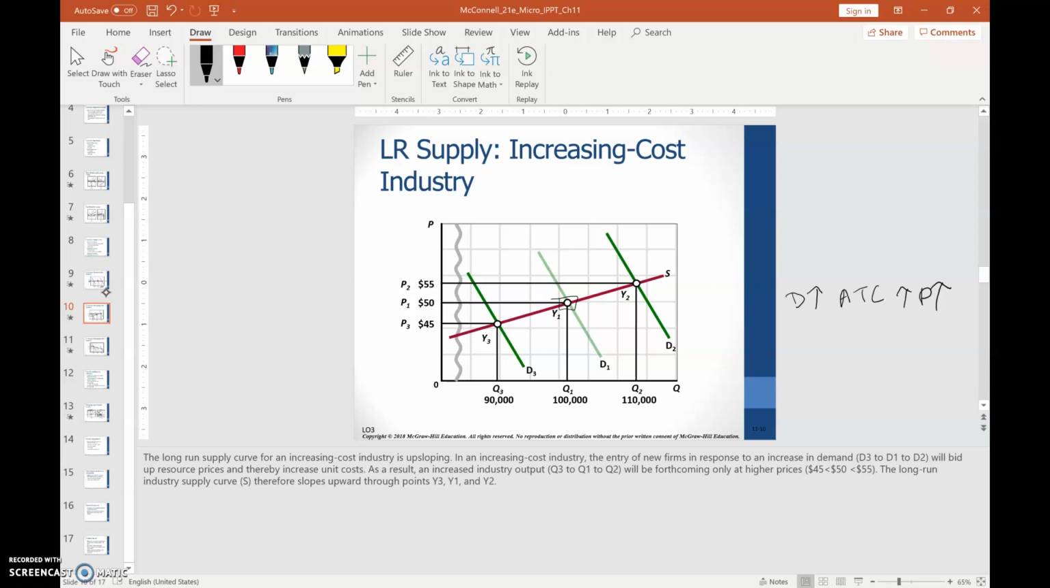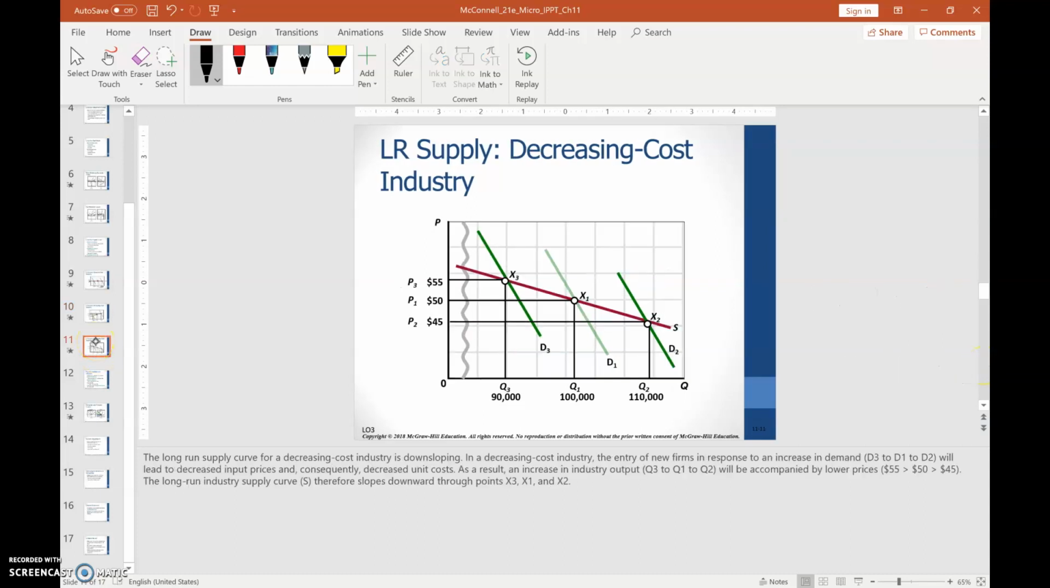On the other hand, if demand decreases from D1 to D3, the price will go down because the resource prices, the production cost will go down, the average total cost will also shift down, and quantity is going down and price is going down. Over here we have an upward sloping supply curve.